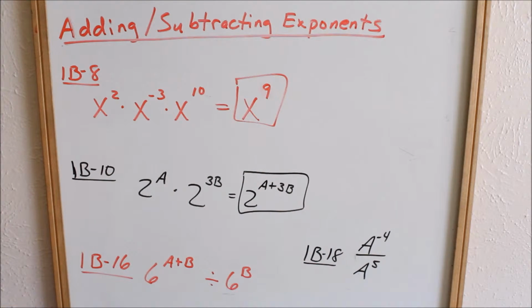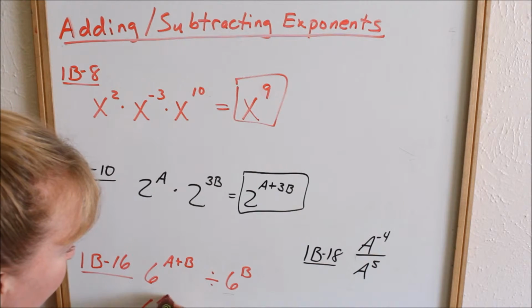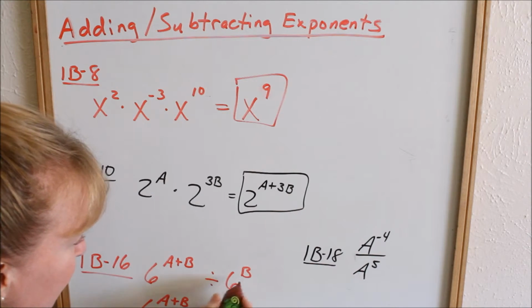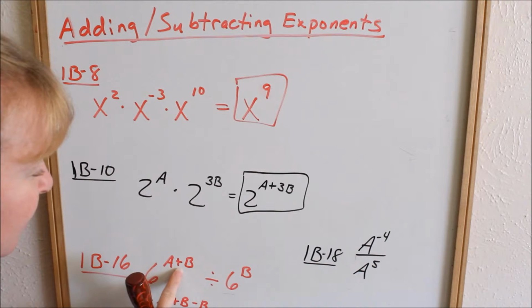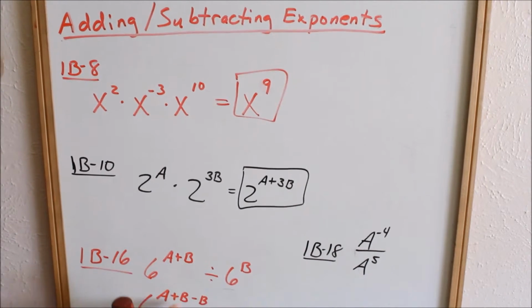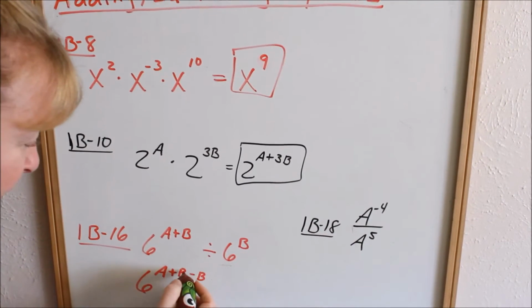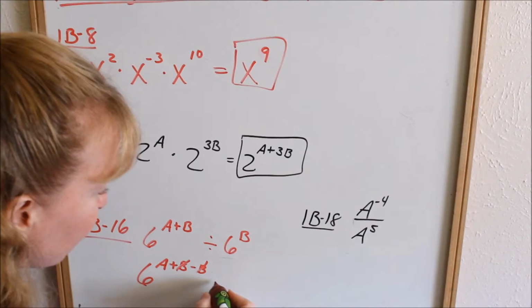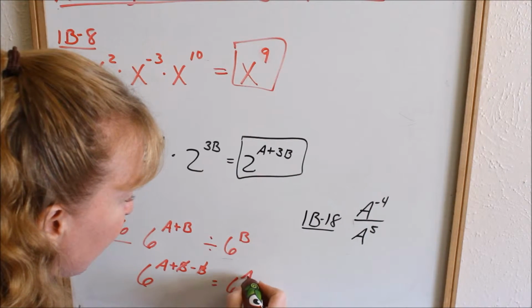Okay, now let's go down to 1B16. Now we are dividing the same base. When you have the same base and you are dividing, you subtract your exponents. So this would become 6 to the a plus b minus b. Take this exponent and subtract that exponent. So a plus b minus b. Now you combine like terms. So I have a positive b and a negative b, so those go away. Then all you're left with is 6 to the a.